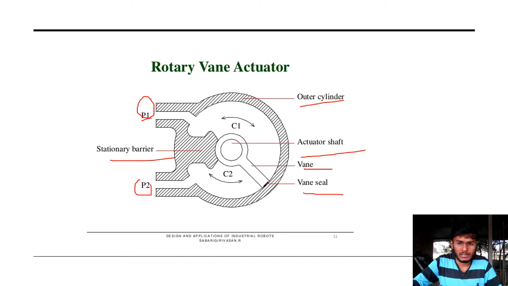If we apply the fluid from that port, then the shaft moves in the clockwise direction with the help of that fluid pressure. There is hydraulic pressure, okay. And the remaining fluid is passing through that port in that direction. Likewise, if we apply the fluid pressure from the P2 port, then that vane moves in the anti-clockwise direction and the remaining fluid passes through that port. This is the working principle of the rotary vane actuator.